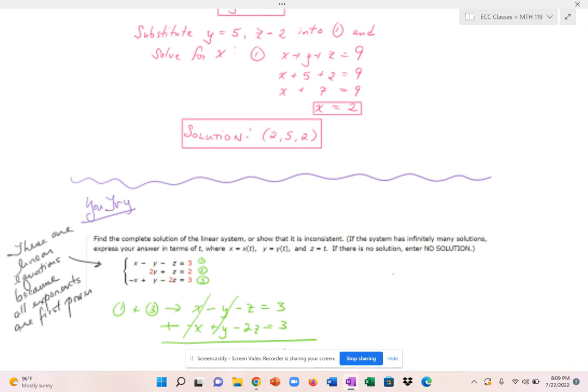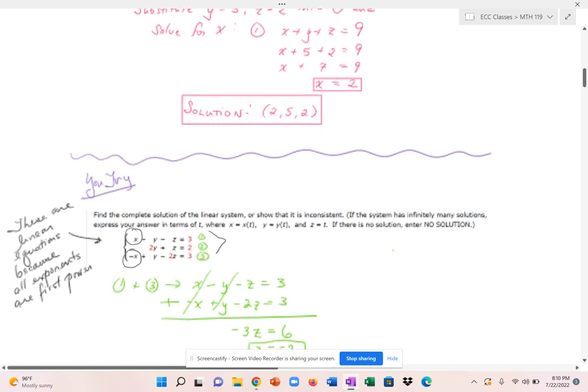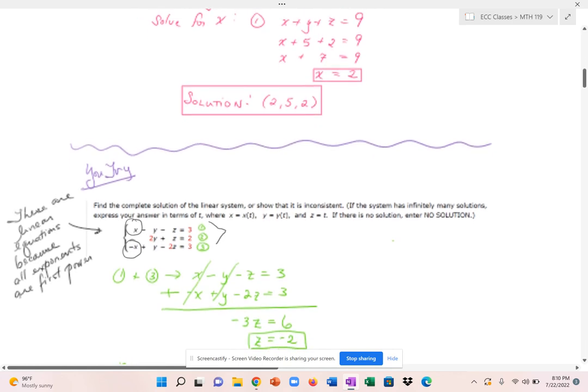And again, you have to strategize. What variable do you want to eliminate first? I decided that I wanted to eliminate variable x by adding 1 and 3, because this one is a positive x and this one here is a negative x. And once I do that, I will end up with something that works out really easy, because not only do my x's cancel, but my y's cancel as well. So I'm able to get a solution here much quicker than I did in the previous example, because I can solve for z right away.